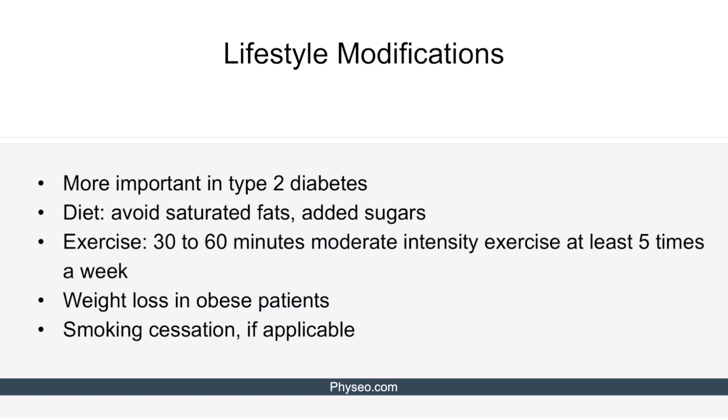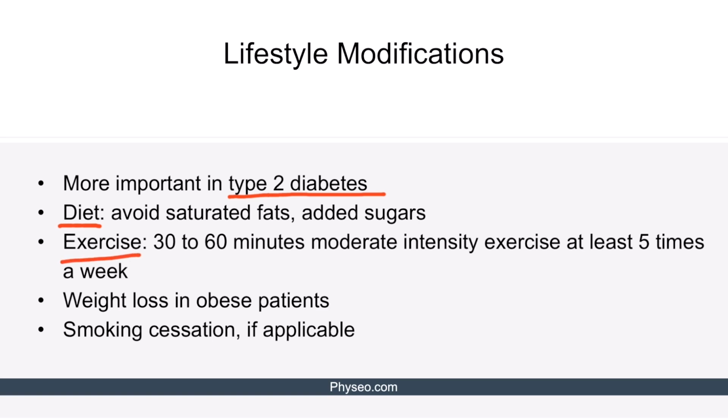Let's briefly discuss the recommended lifestyle modifications. So this is mostly applicable for type 2 diabetics. Most patients will be required to avoid saturated fats and added sugars in their diet. So basically, you just got to eat healthy. We all intuitively know that you shouldn't eat saturated fats and lots of sugars. So in these patients especially, you're making sure they don't do that.